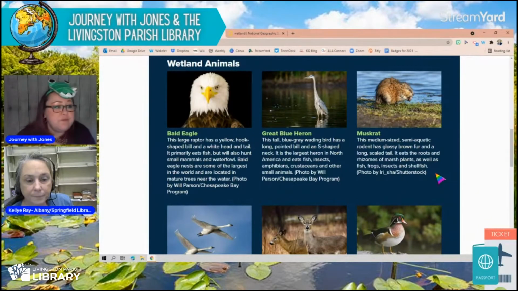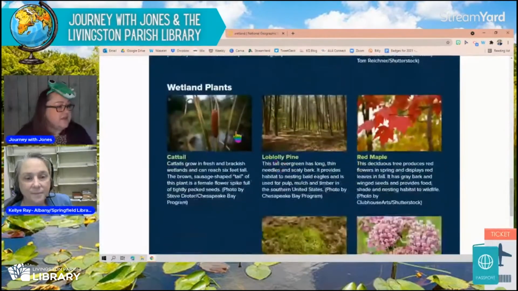It's a source of food and fur for humans. So humans do use muskrats in some areas for food and fur. They live in families. They eat fish, frogs, insects, and shellfish, but they also eat cattails. And we're going to look at cattails next.